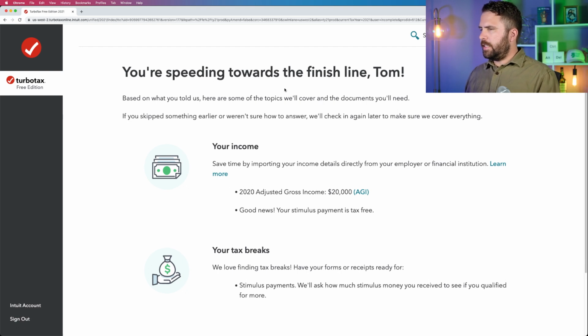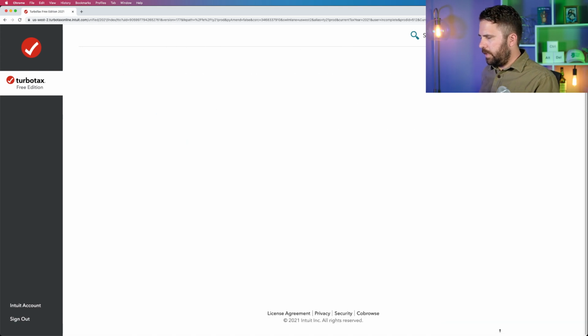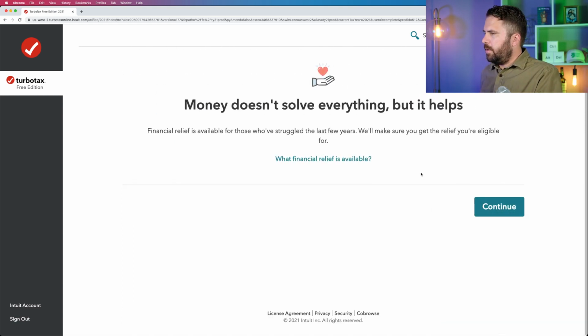You're speeding towards the finish line, Tom. Based on what you told us, here are some topics we'll cover in the documents you'll need. Save time by importing your income details directly from your employer or financial institution. Tax breaks. Okay, yeah, I know, we need documents. Financial relief. Ooh, this is new too. Is this an upsell?